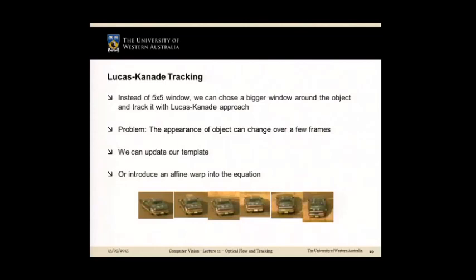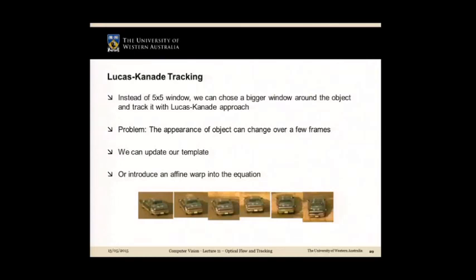Now, coming to the Lucas-Kanade tracking technique. We have a 5 by 5 window, assume, but again, you can use any size of window. Instead of a 5 by 5 window, we can choose a bigger window around the object. Let's say if you have a bigger object, you're tracking a big truck, you'll have a big window. And let's say we are just tracking a car in this particular case. So we can choose a bigger window around the object and track it with the Lucas-Kanade approach. The problem is the appearance of the object can change over a few frames.